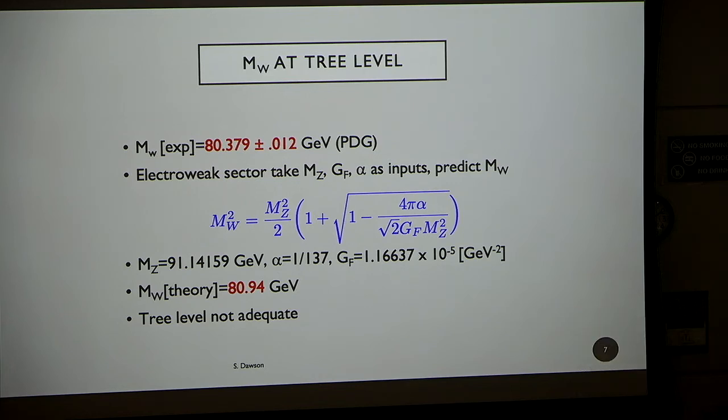So in the Electroweak sector, I can calculate the W mass in terms of my inputs. And we always take the Z mass, G Fermi, and alpha as the inputs. The reason we do this is because they're extremely precisely measured: MZ is 91 point blah, blah, blah, alpha is 1 over 137 point blah, blah, blah, and G Fermi equals this. So we know these very well.